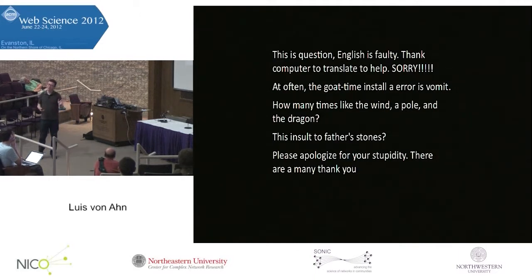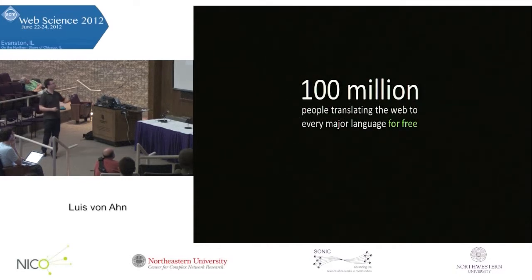Okay, so we need humans. Again, the question is, how do we get 100 million people? So we need humans to translate the web, but we can't just use like 10 people or 50 people, right? This is a huge task, translating the whole web. It's going to require millions of people. So we need millions of people translating the web.